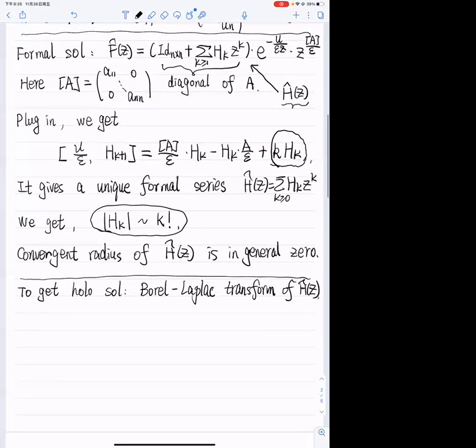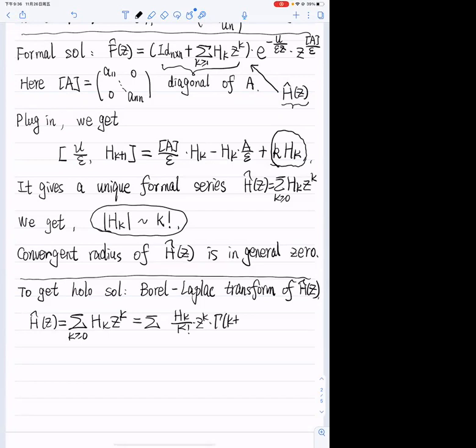So recall that h hat z, some basic idea in this Borel-Laplace transform. This h hat z is simply a power series, and we can rewrite it as hk divided by k factorial, then times k factorial. But here I replace k factorial by the gamma function. So basically, in this equality, I did nothing. And then I replace this gamma function by an integral.